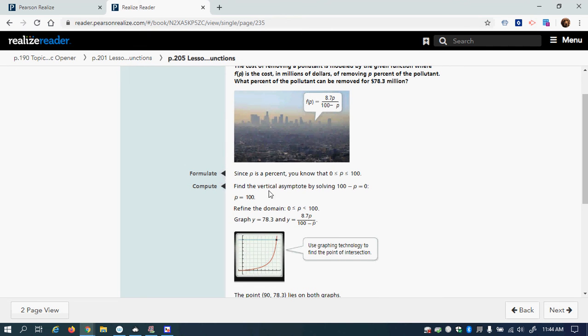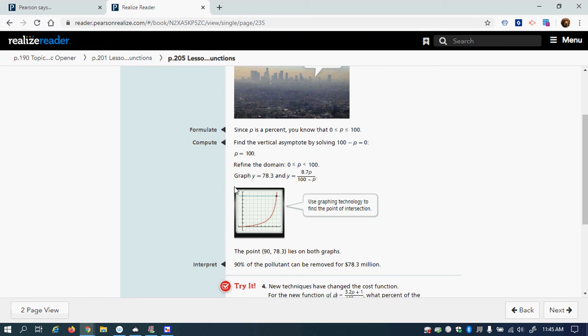But find the vertical asymptote by solving 100 minus p equal to 0. So they're taking the denominator, setting it to 0 to see what that would be. So to refine the domain, we would say that it would be 0 less than or equal to p less than 100, not equal to, because if we put 100 into this equation, it would give us an undefined equation, so we can't do that.